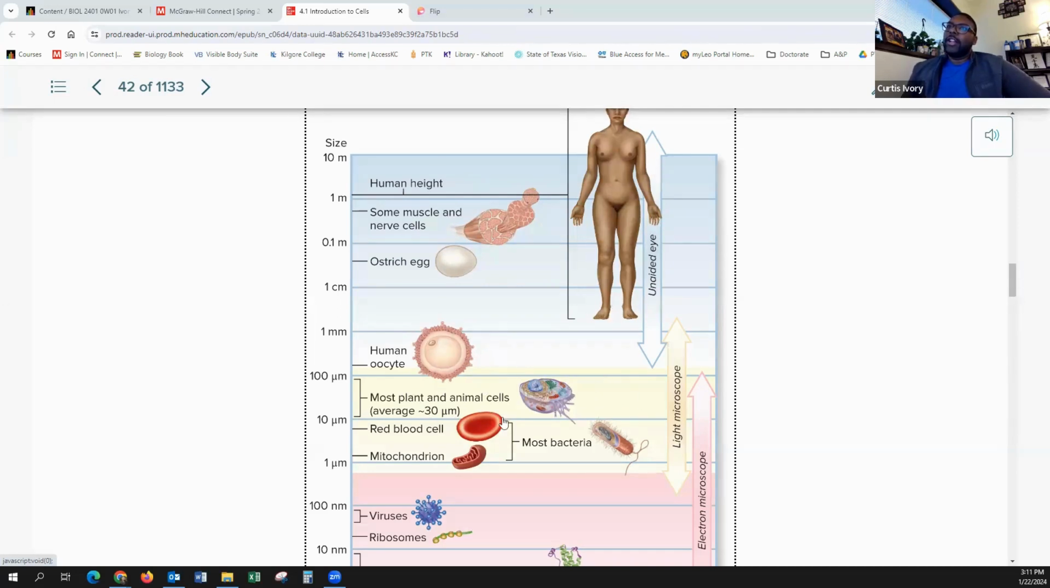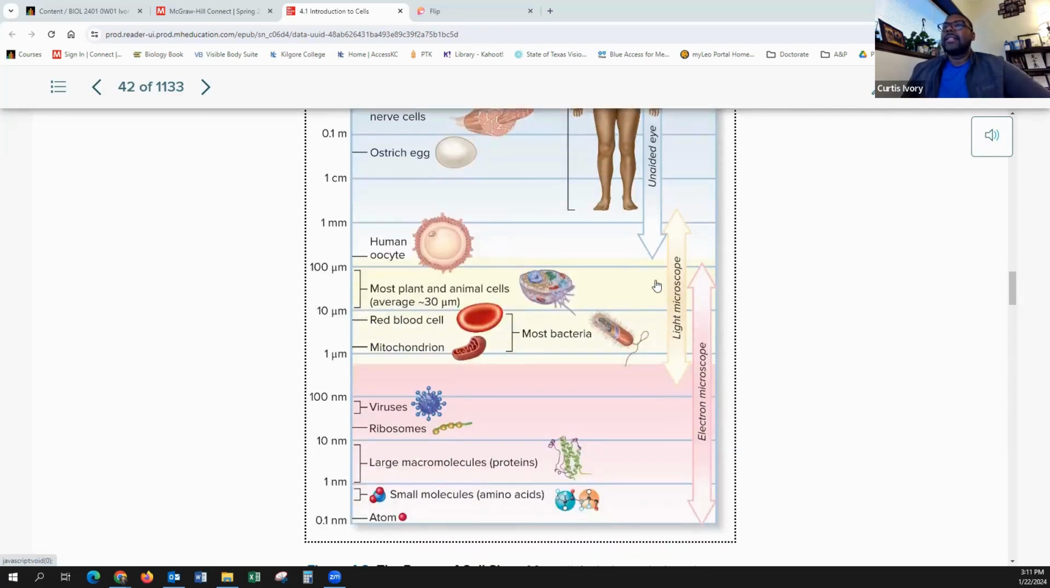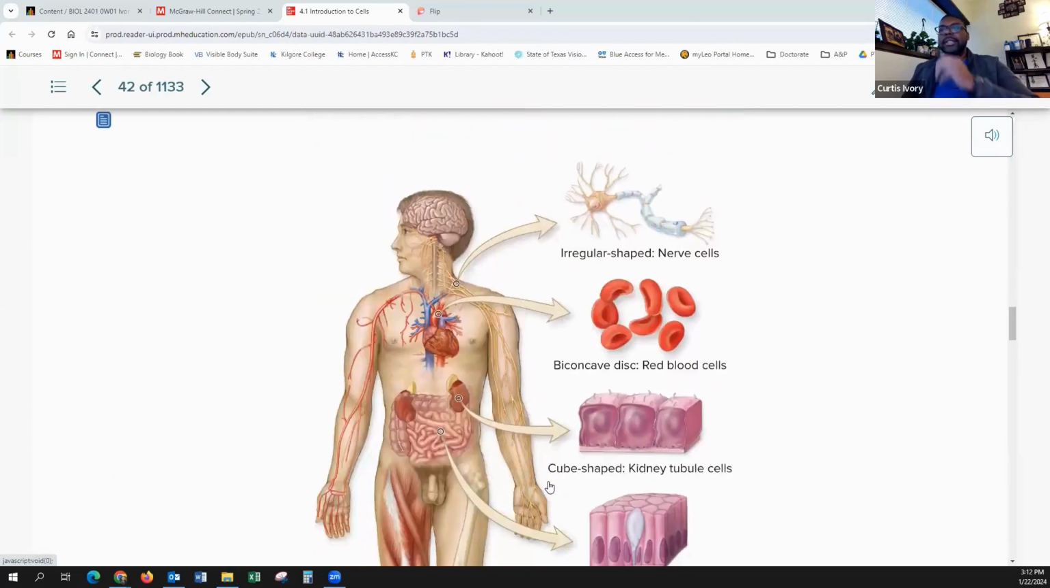However, once we start getting a little bit more microscopic, like looking at cells, bacteria, red blood cells, or mitochondria, we're going to need a light microscope, which is something that we use in class. To see things that are a lot smaller than that, such as viruses and ribosomes and proteins and amino acids, we need an electron microscope that is a lot sturdier, but also can see at that high resolution and magnification.